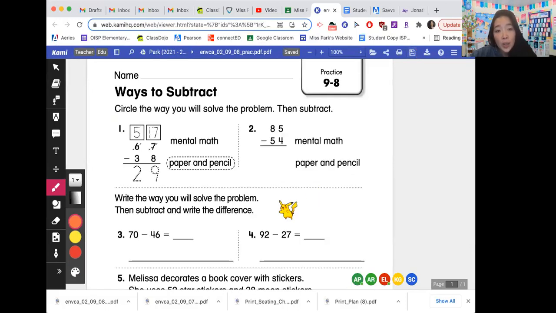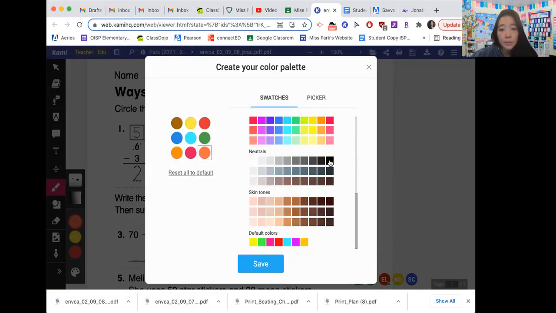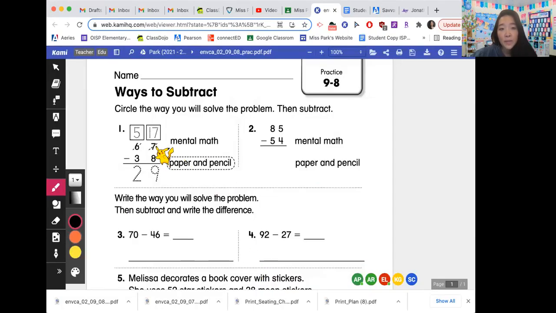All right, circle the way you will solve the problem, then subtract. Number 1, we talked about that, it's already done for you. So more on the floor, go next door and get 10 more. So 17 minus 8 equals 9, 5 minus 3 equals 2, and then we use paper and pencil, okay?